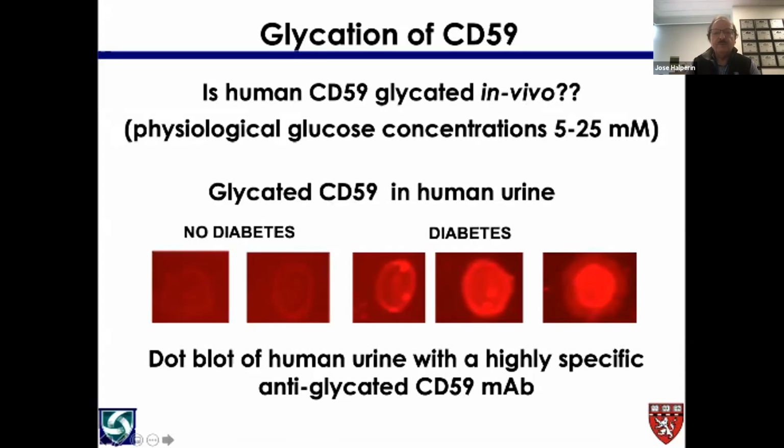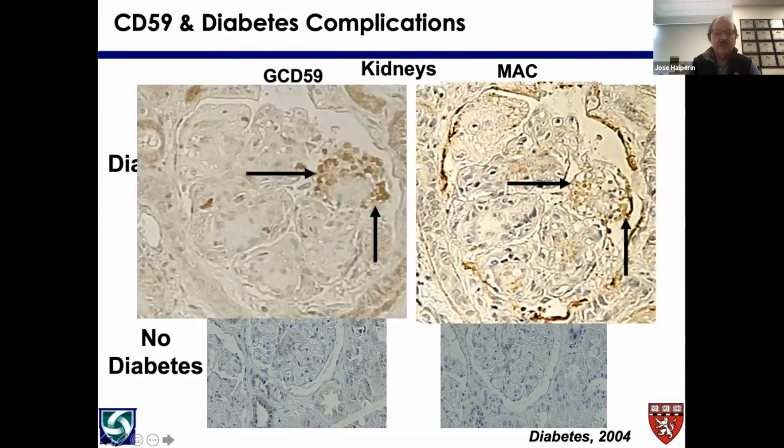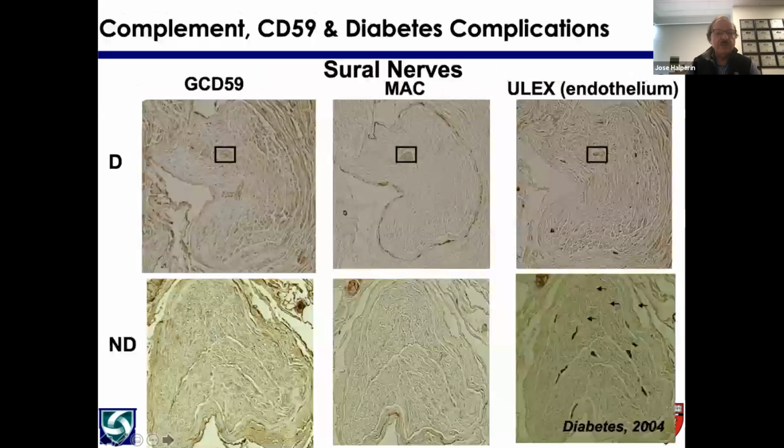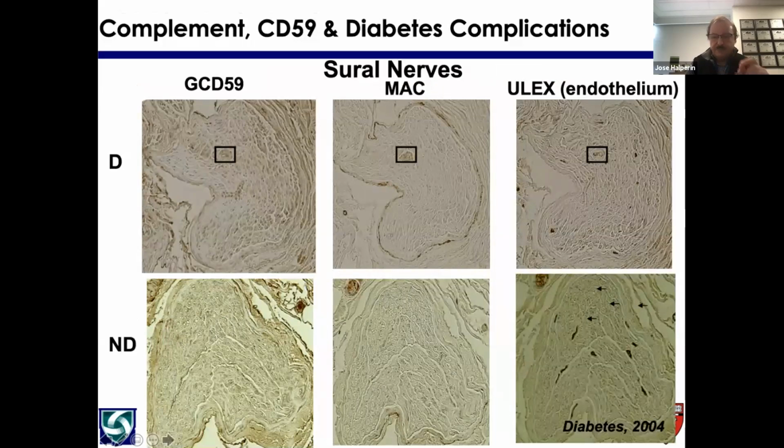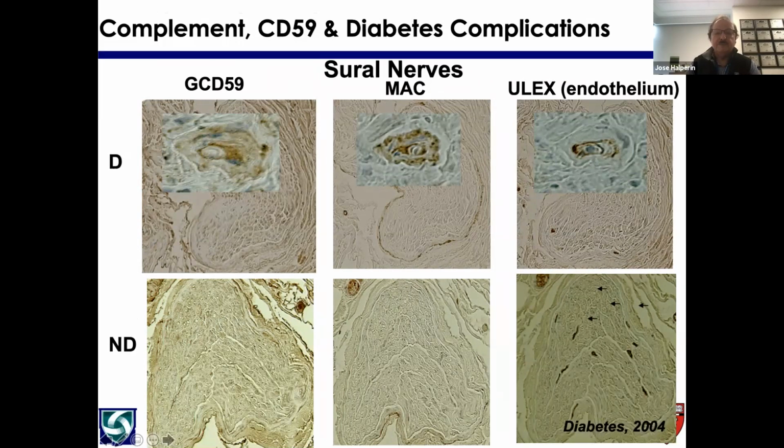We also showed the presence of glycated CD59 colocalized, as expected, with activated complement proteins in the glomeruli of individuals with diabetes, not present in individuals without, and also in nerve biopsies from individuals with and without diabetes. The small vessels inside the nerve, the so-called vasa nervorum, express high levels of glycated CD59 and the deposition of complement proteins.